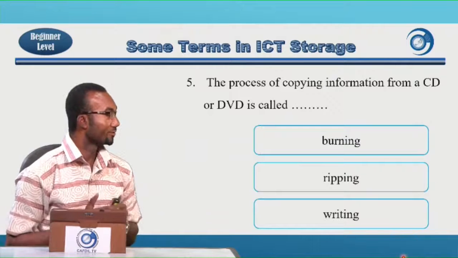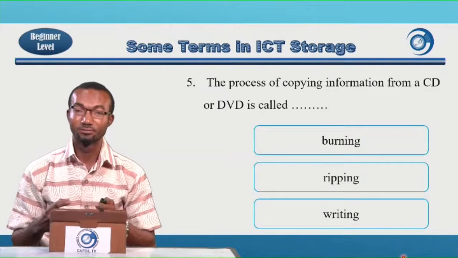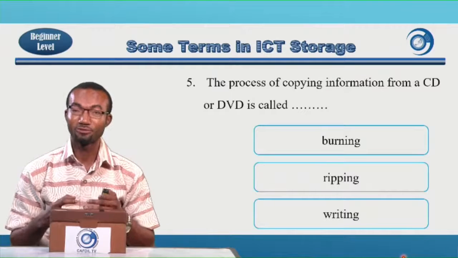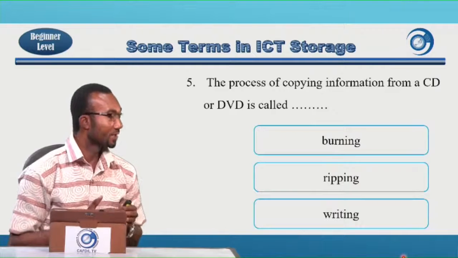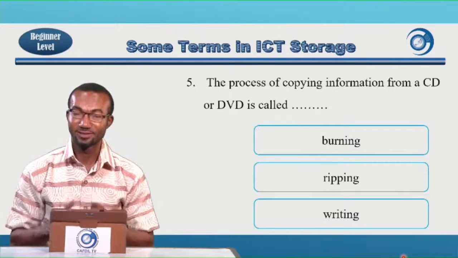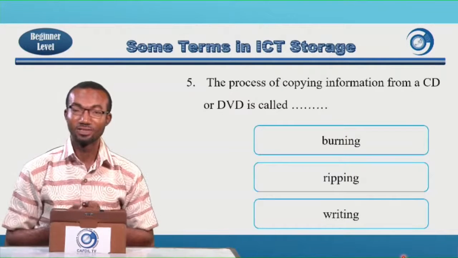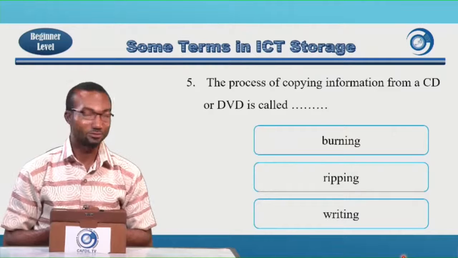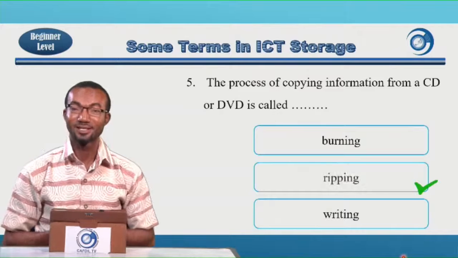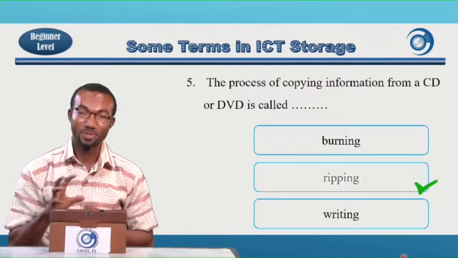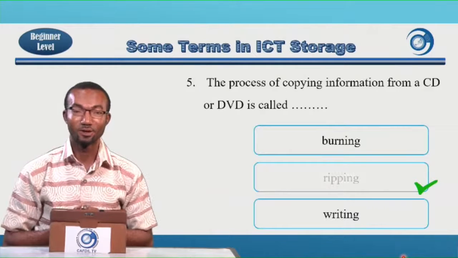Good. 5. The process of copying information from a CD or DVD is called what? So you have burning, you have ripping, you have writing. So when I'm copying information from a CD or DVD, what term in ICT do we give to it? Great. The answer is ripping. So this ripping and burning, we normally relate it to optical disc like CD or the DVD.